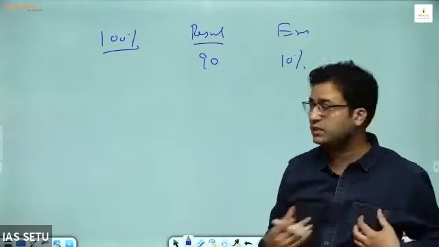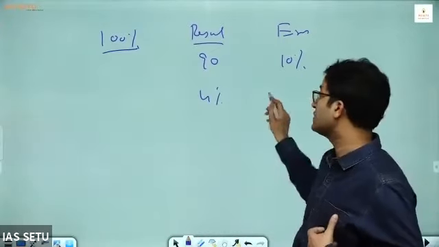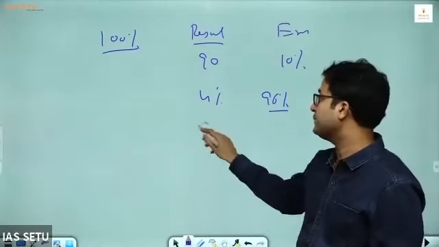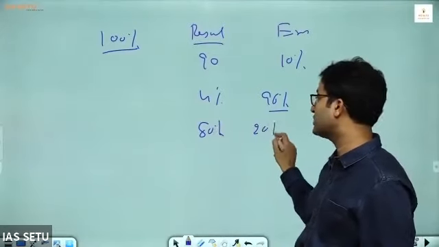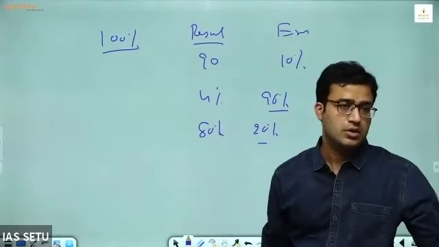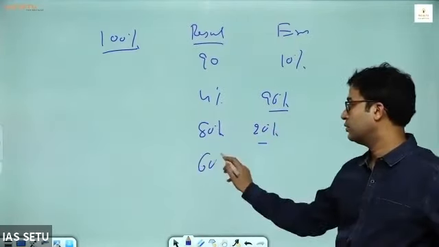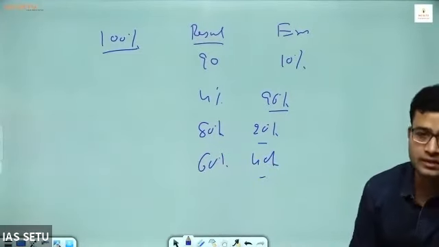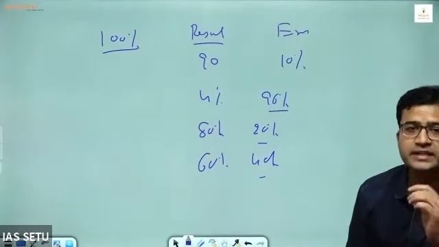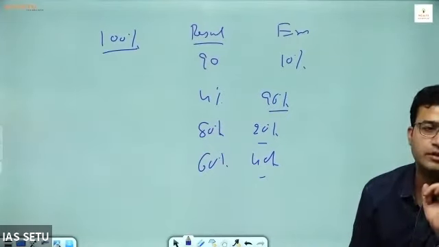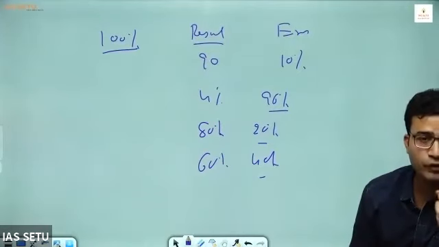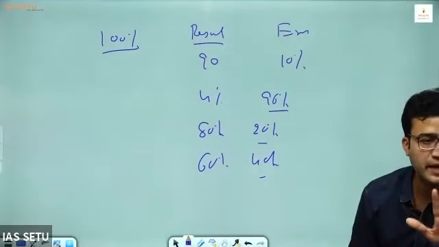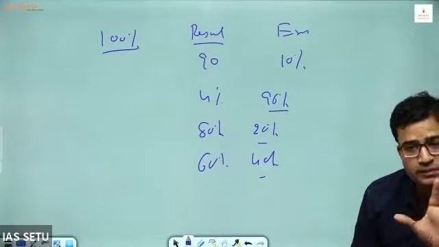If my result is 4%, it means I have made 96% error. If your score is 80%, the remaining 20% is error. If your score is 60%, you have made 40% error. 100% minus result is error. If your result is 99%, you have made 1% error. If 98%, 2% error. If 95%, that gap of 5% means error.